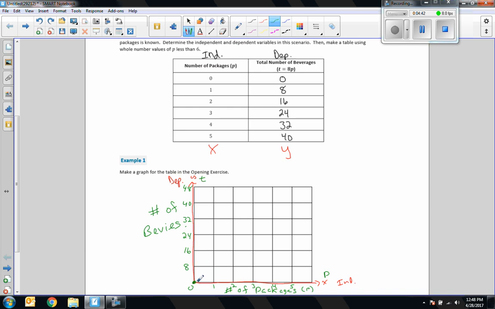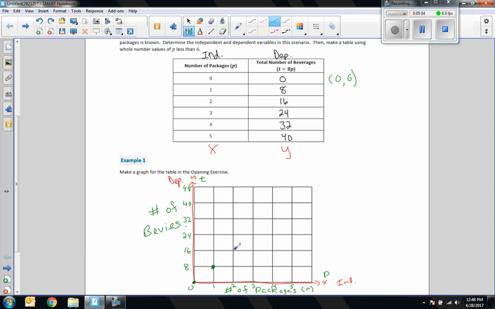Okay, so 0 packages, 0 beverages. So now I'm just graphing these points, 0, 0. So that's an ordered pair. Remember doing those earlier in the year. So we're going to graph 0, 0, and that is the origin. And I'm going to go over 1 for packages and up to 8 for number of beverages in that package.